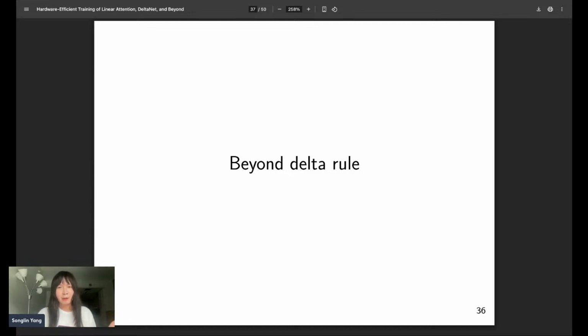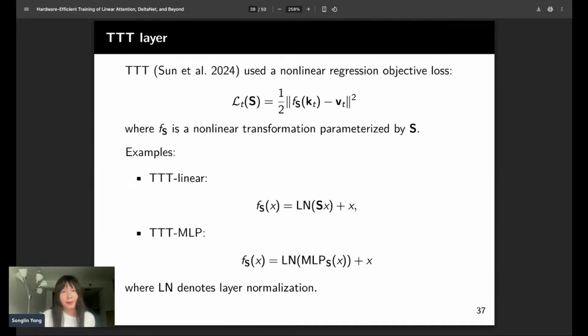Okay, finally, I'll briefly discuss several extensions of the delta rule. So first off, we have the test-time training layer. In DeltaNet, we have the linear regression objective, which assumes that the input data is linearly dependent, which is not often the case. So we want to use a nonlinear regression objective to optimize this function. By using this nonlinear regression objective, the resulting model is definitely more expressive.